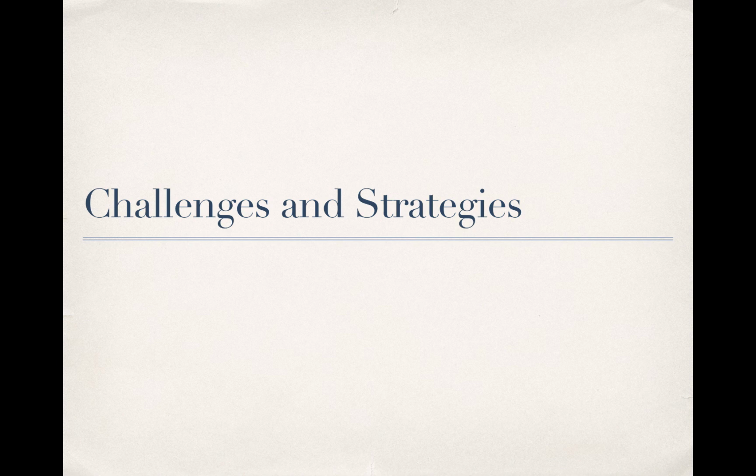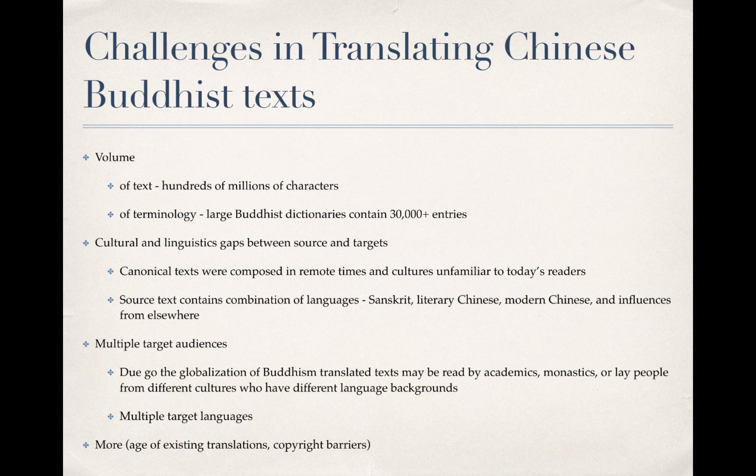Challenges and strategies for translating Chinese Buddhist texts. What are the challenges? Firstly, the volume. The volume of text in the Chinese canon. There are over 100 million characters, and there are many canons and many other bodies of text besides the Chinese Buddhist canons. There's also a huge volume of terminology.